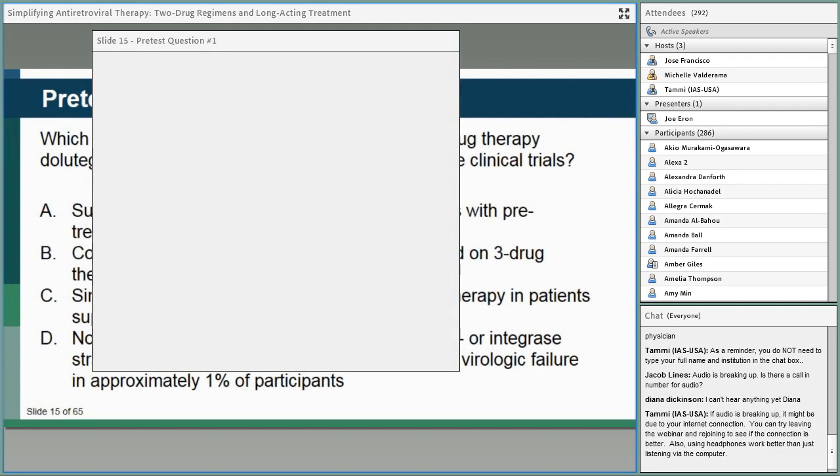So these are our pre-test questions. You're not going to see the correct answer here. The first pre-test question: which of the following is a potential advantage of 2-drug dolutegravir lamivudine therapy that is supported by comparative clinical trials? You don't need to know the answer. Hopefully you're going to learn the answer during the talk, but go ahead and give us your input.